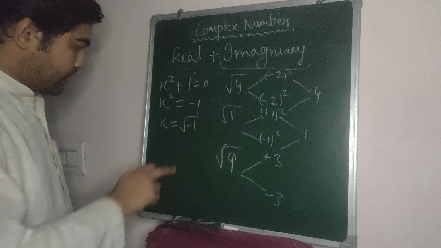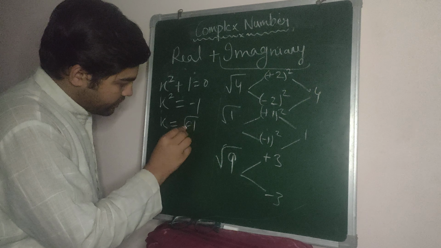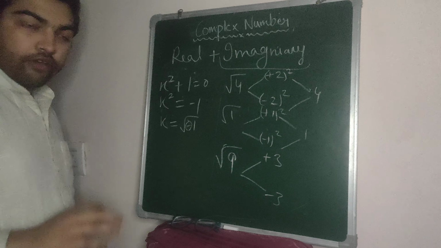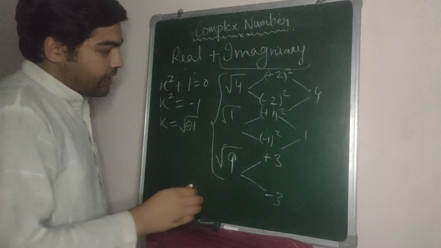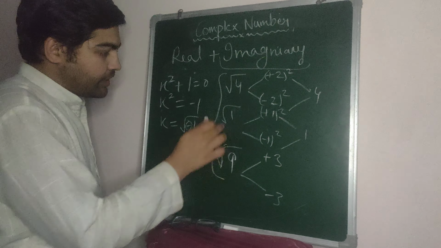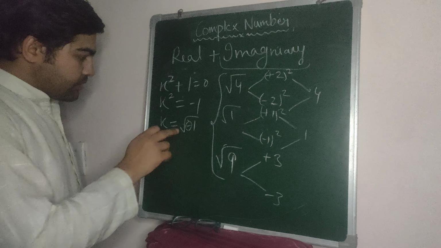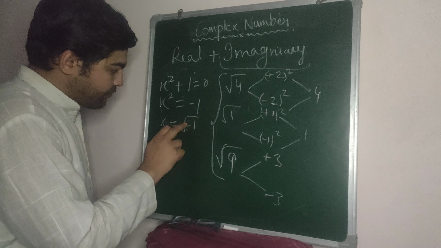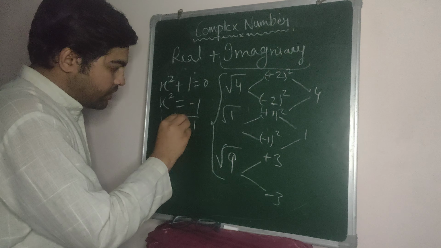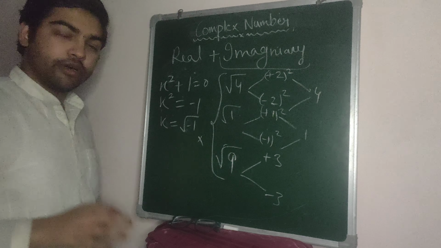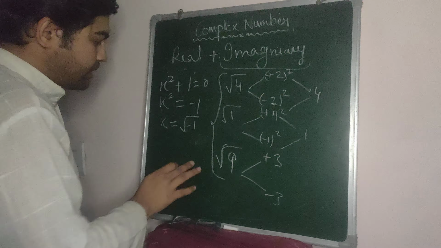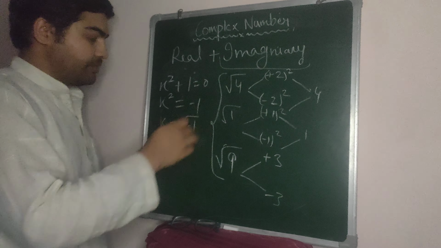Now this is the flaw: root minus 1. We already discussed there is no negative sign within a square root. So where does this sign come from? This is the flaw. If this is a flaw, the mathematics would end here, but no. Here the imaginary number comes into play.